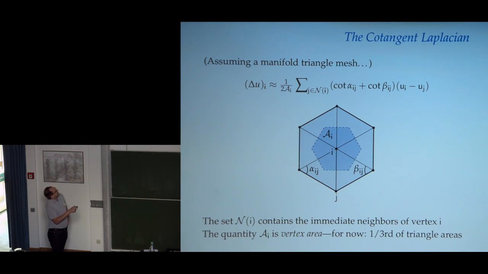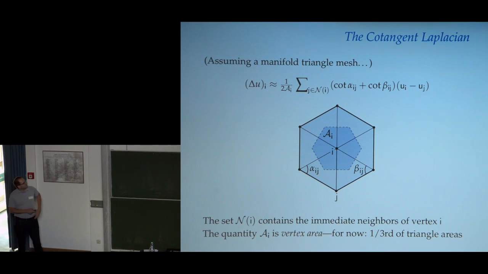And the last thing you need is this A that appears out front. This A is the area of the vertex, so it's the area of the mesh that belongs to this vertex. It's the area in dark blue that's drawn here. It's a subtle point how to compute this thing. There are several different approaches. The simplest thing to do is to take the area of each of the triangles and assign a third of the area to the vertex i.